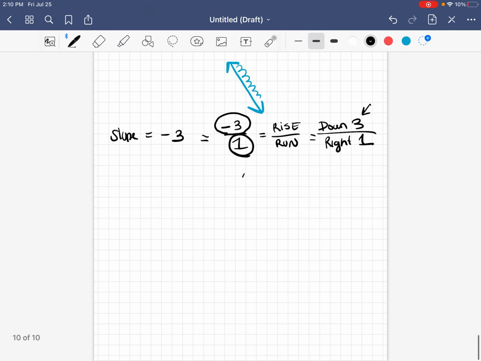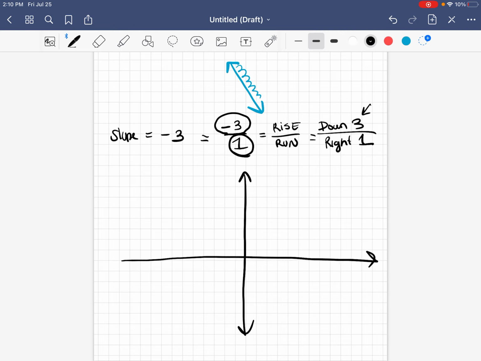If I were to have a graph again, and start in the middle, at this middle point, I would go down 3, 1, 2, 3, and to the right 1, and that's where I would make my dot. Again, I would go down 3, 1, 2, 3, to the right 1, and that's where I would make my dot.